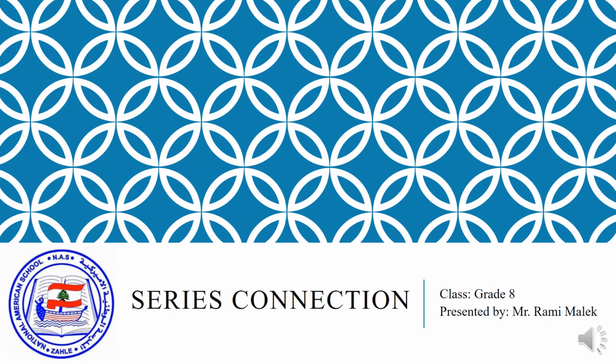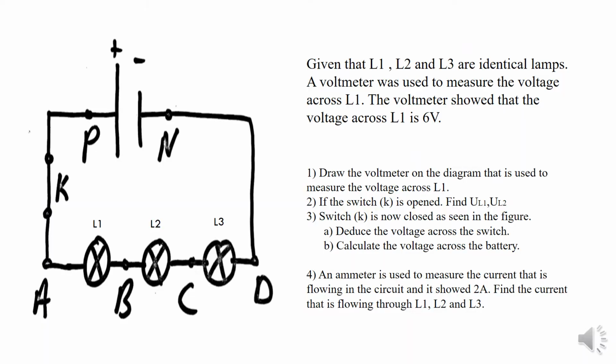In this video we will be solving another exercise, so please copy this exercise on your copybook. Given that L1, L2 and L3 are identical lamps, so these three lamps are identical. A voltmeter was used to measure the voltage across L1. The voltmeter showed that the voltage across L1 is 6 volts.